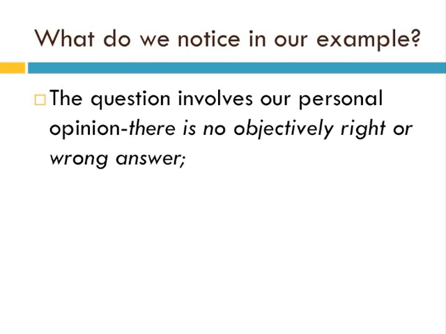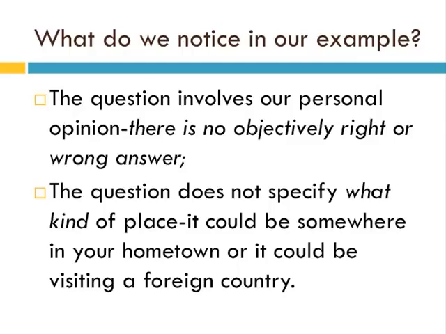So in our example, notice again the question involves a personal opinion. So it doesn't specify what kind of place, so the first thing we need to recognize is that there is no objectively right or wrong answer. It could be somewhere in your hometown. It could be visiting a foreign country. The question does not specify. So in a way, that's nice. It kind of gives us a little more freedom in answering the question.